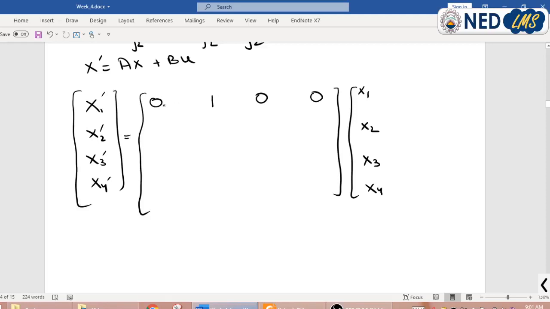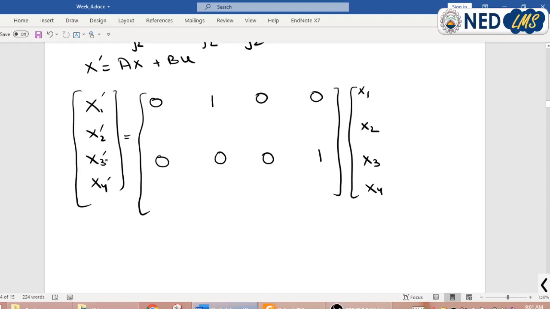Reading it by row and column multiplication, with x1, x2, x3, x4: x1 dash is equal to x2. For x3 dash equal to x4, what we can write will be 0, no dependency on x1, no dependency on x2, no dependency on x3. Yes, x4 is present in x3 dash, x3 dash is equal to x4.